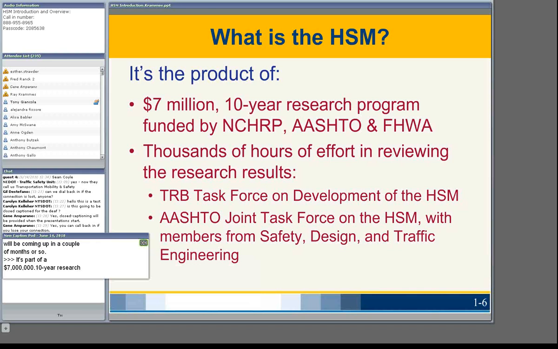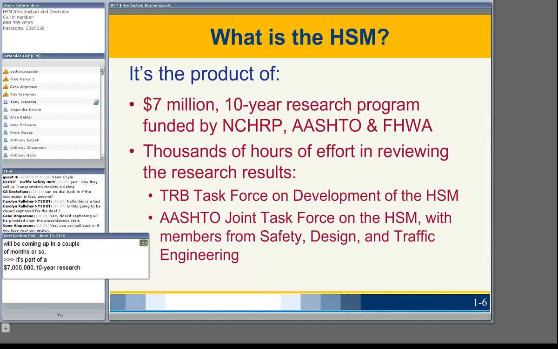So in addition to the NCHRP project panels that provide oversight of NCHRP research projects, the primary reviewing bodies have been both a TRB and an AASHTO task force devoted to the Highway Safety Manual. I dare say that there are very few details of the contents of the Highway Safety Manual that have not been vigorously debated before they were approved for inclusion in the manual.